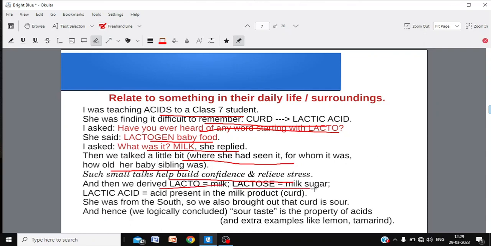And then lactose means milk sugar. Now lactic acid means the acid present in the milk product curd. She was from South, so we also brought out that curd is sour. So we concluded logically from the lactogen which she has seen in her house being fed to her baby sibling. Because it is relating to something in the student's life, the student can remember lacto means milk and lactic acid means the acid present in milk. So you can give extra examples. Relate to something in their daily life or surroundings.